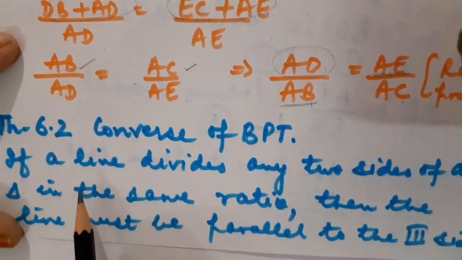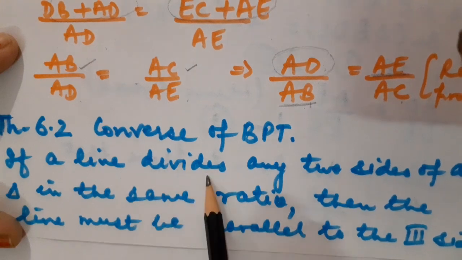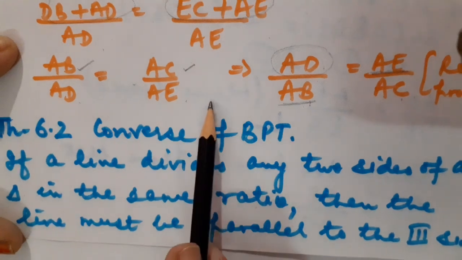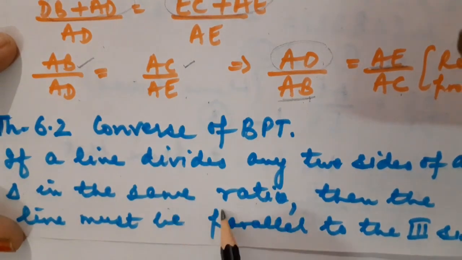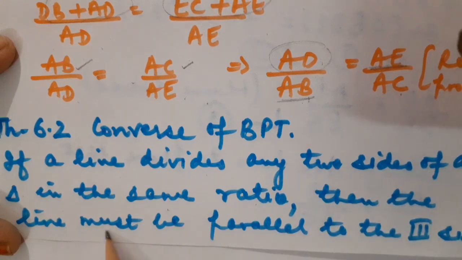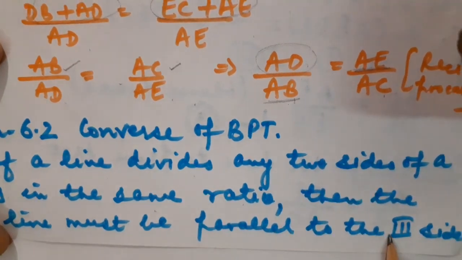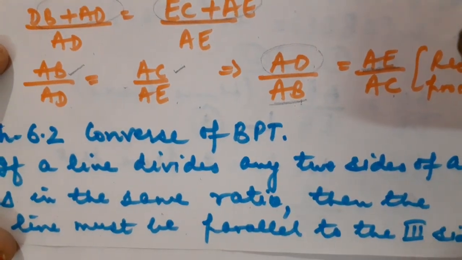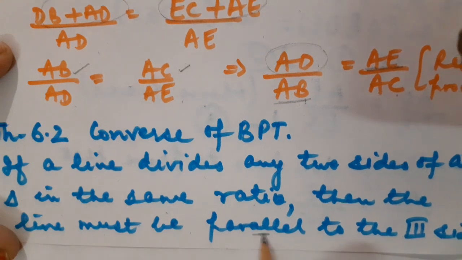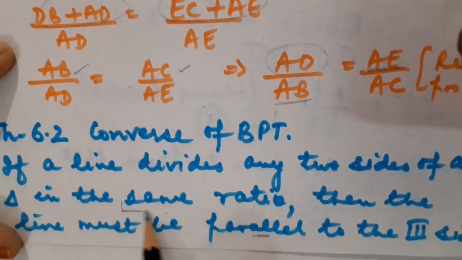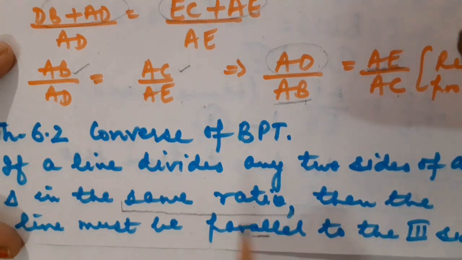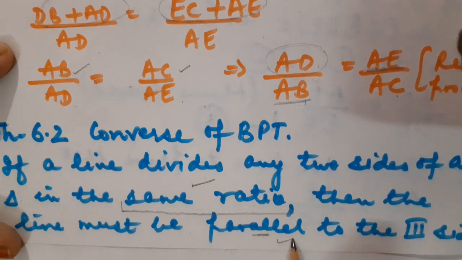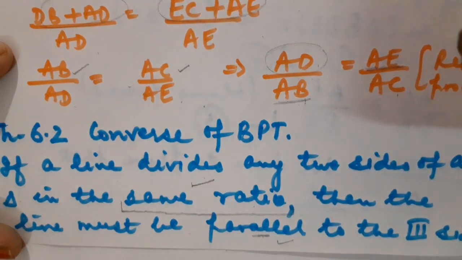Now let us switch to converse of BPT. What is the statement for converse of BPT? If a line divides any two sides of a triangle in the same ratio, then the line must be parallel to the third side. Now we have to prove that that line must be parallel to the third side. In the main statement of BPT we have the line parallel to the third side, and we prove the ratio of the other two sides equal. Here we will be having the same ratio given, but we have to prove that the line should be parallel to the third side. Got it, children?